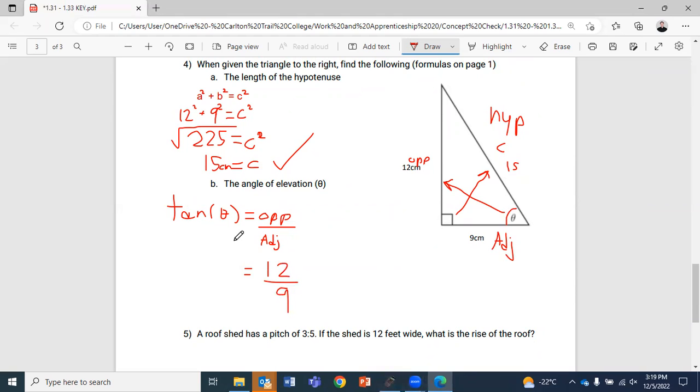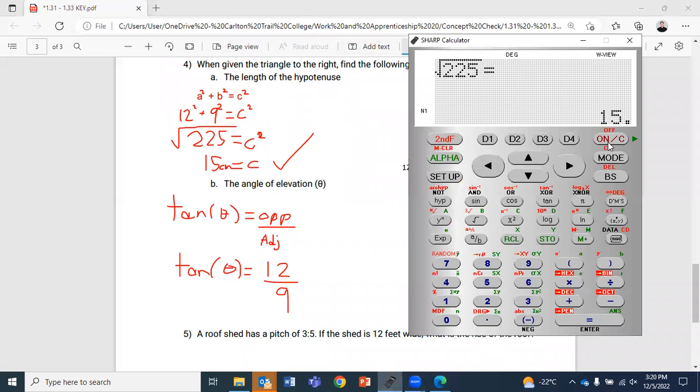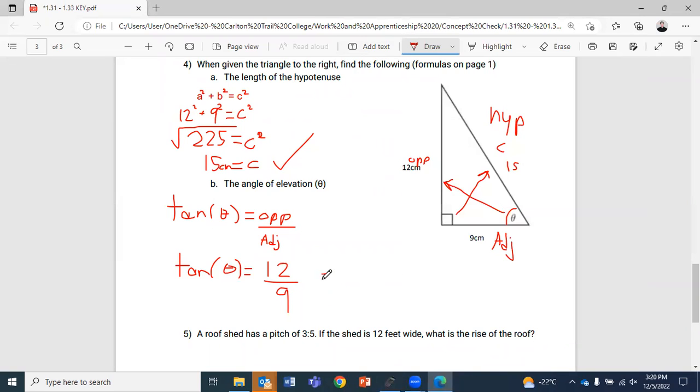Now all I need to do is figure out a way to get rid of this tangent, and I'm just going to be left with my theta, my angle. So how am I going to get rid of this? I need to divide by tangent, right? Which means I need to use this little inverse thing here. So second function, tan to the power of -1. Put your little fraction there, 12 over 9. Boom, that's your angle, equals 53.13 degrees. Done. That's all you had to do.